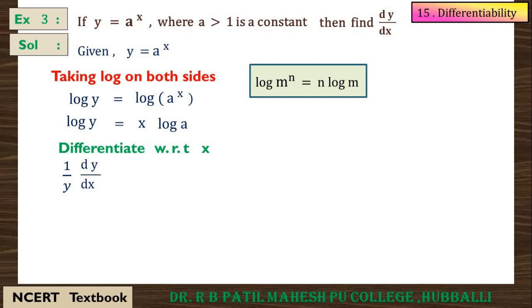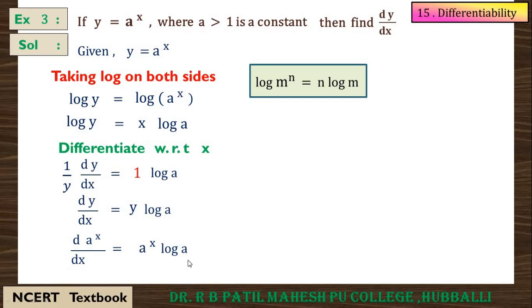So the derivative of log y is 1 by y dy by dx, and the derivative of x is 1, and log a stays as it is, since it is a constant. So dy by dx is equal to y into log a, transferring to the right side. For y, substitution means the given function a raised to x. Substitute y as a raised to x, then a raised to x into log a. So the right side is the derivative answer for this a raised to x function. D by dx of a raised to x is given by a raised to x into log a.